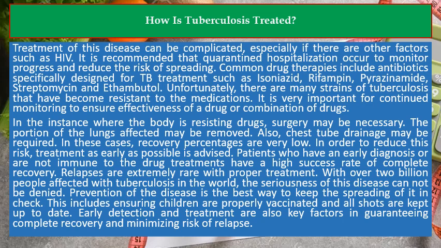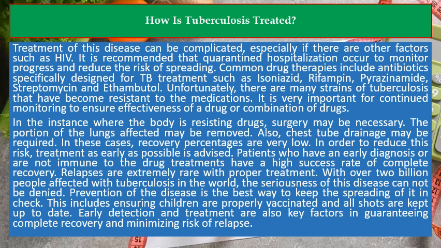In the instance where the body is resisting drugs, surgery may be necessary. The portion of the lungs affected may be removed. Also, chest tube drainage may be required. In these cases, recovery percentages are very low. In order to reduce this risk, treatment as early as possible is advised.